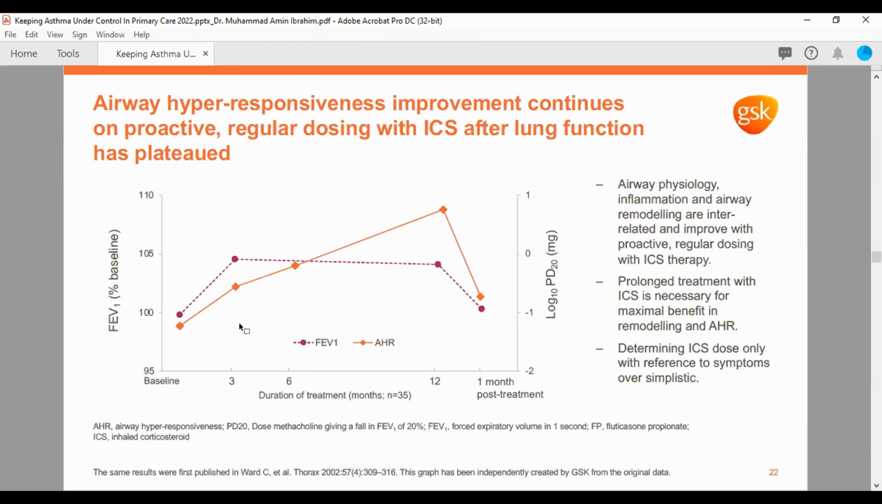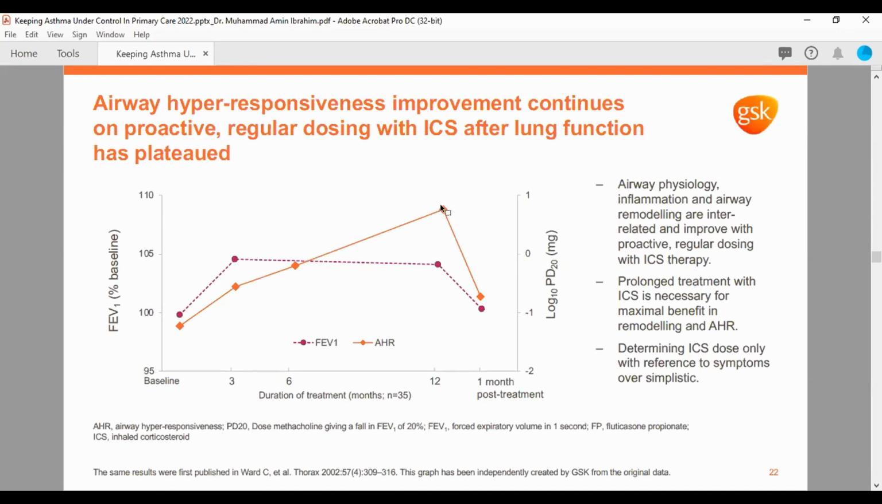So what they found out, by giving a regular inhaled corticosteroid, you can see marked improvement of FEV1. However, after 3 months, it plateaued throughout the study period. So FEV1, after 3 months, will plateau. But if you continue to give inhaled corticosteroid, you can see the dose of methacholine required to cause significant bronchoconstriction increases. What does it show?